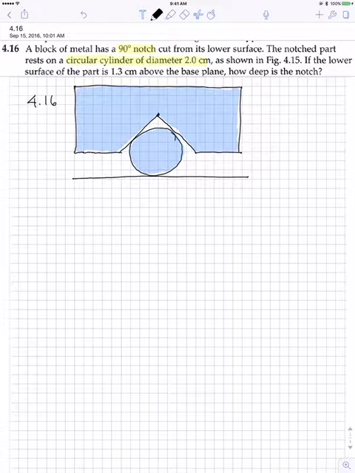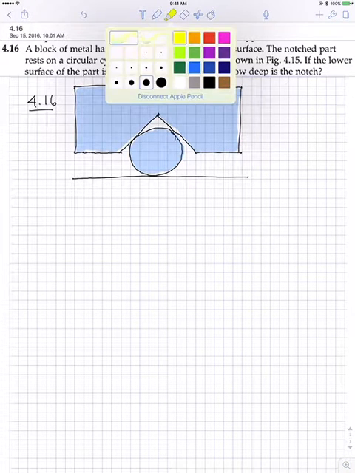Okay, here's the video solution for problem 4.16. In this problem, we're given a few things.